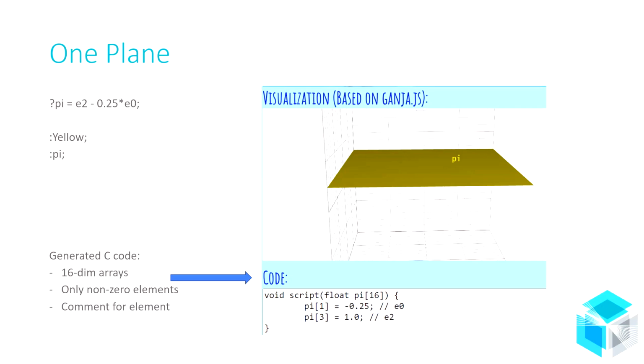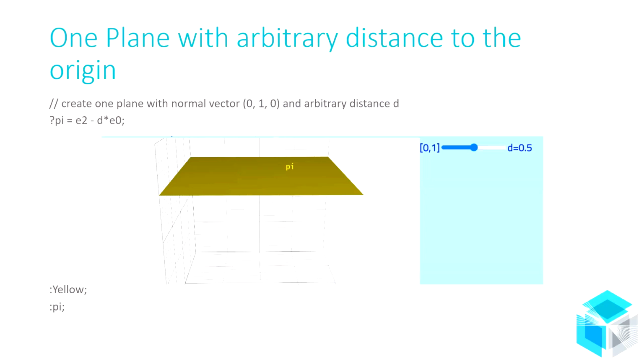And what we can also see is the generated source code for this example. At the end, we always have 16-dimensional arrays describing our multivectors, and this is the source code for it. We only need 2 entries in this array: the E0 component and the E2 component. And if we do not specify exactly what the distance is, then this distance is used in a slider, and you can play around with this slider or with this distance.